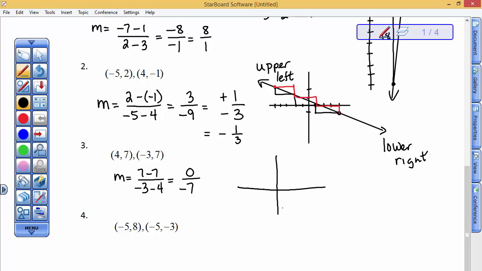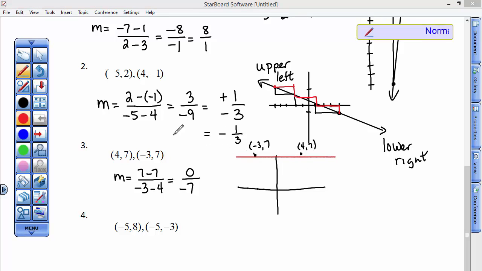So one is to the right 4 and up 7. I'm just going to put 4 comma 7 here. And the other one is to the left 3 and up 7. So I'm going to put a negative 3 comma 7. So the slope of this line is 0 because it's a flat line. And that makes sense that there is no slope.